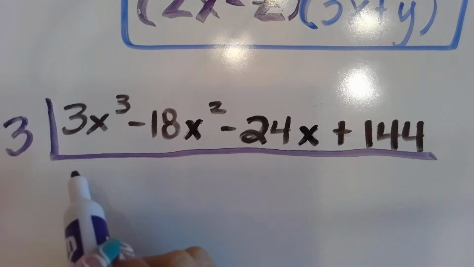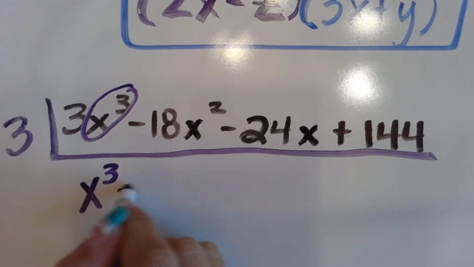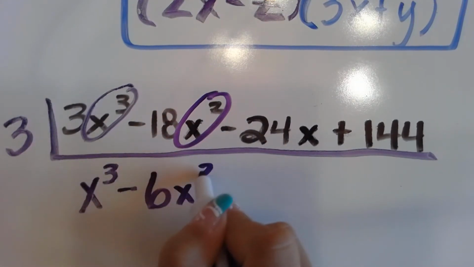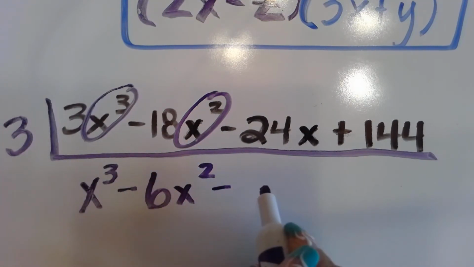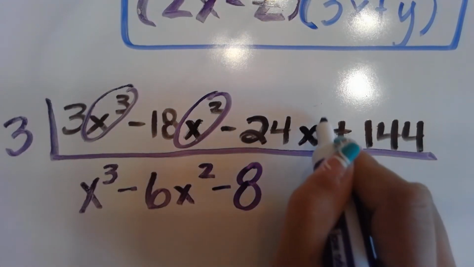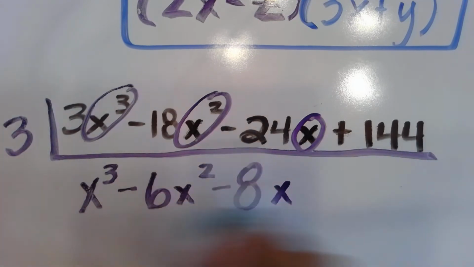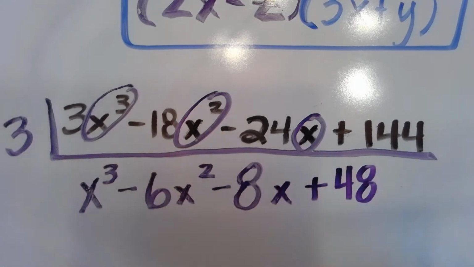So 3 divided by 3 is 1. So we're just going to keep our x cubed minus, so negative 18 divided by 3 is 6. We're going to keep our x squared. We didn't pull it out, x squared. And we have our negative 24 divided by 3 is negative 8. And we have our x. We didn't pull it out, x. And then we have our 144 divided by 3. And I'll tell you that's plus positive 48, okay? And that's where we get that from. So 144 divided by 3 is 48.